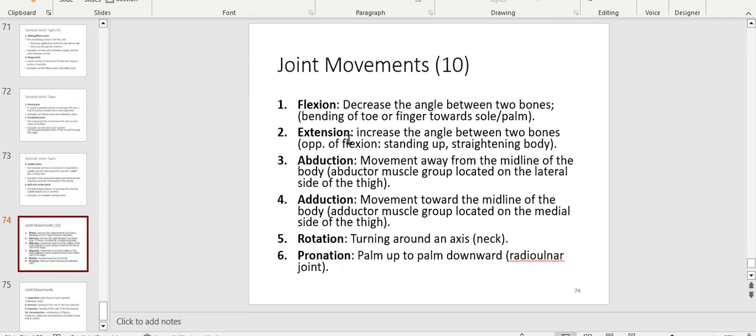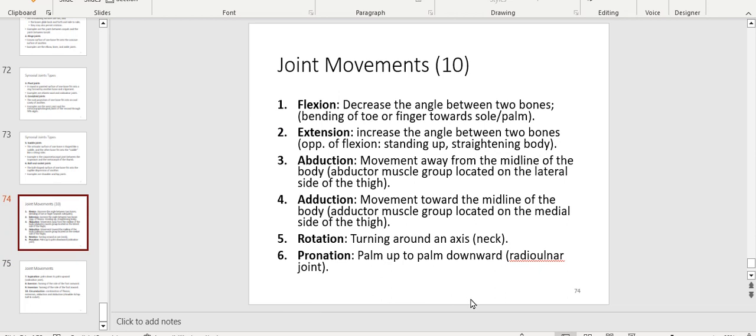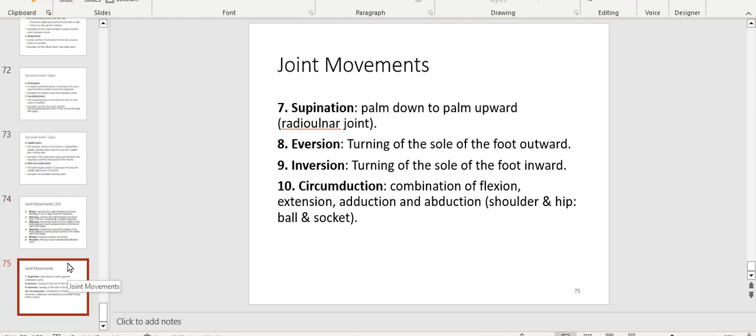Flexion, extension, abduction, adduction, pronation, rotation, supination, eversion, inversion, circumduction. Please don't forget about the four movements there of the mandible. That was located on the week 8 PowerPoint. And that's where we are. That's all we've got for the week 9 PowerPoint.